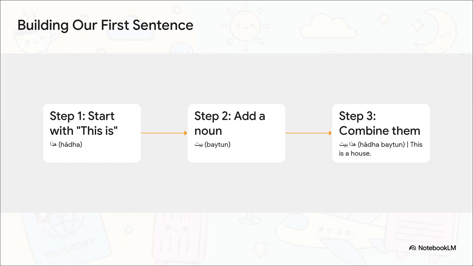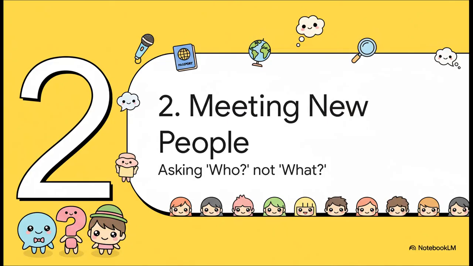And look at this. This shows you exactly how it all snaps together. So, step 1, you grab your mean tool, hada. Step 2, you add a noun. Let's use baytun, which means a house. And for step 3, you just combine them. Hada baytun. Boom, you just said, this is a house. How cool is that? All right, you're doing awesome.